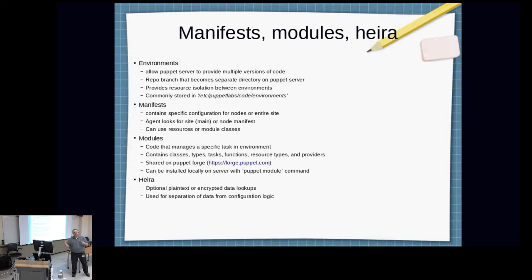And it is used to separate the data from the actual code logic. It's not used as effectively in a lot of environments because it is more difficult to separate that data out, make sure that it gets looked up and inserted into the catalog. Sometimes it's easier just to put that data right in your manifest for the node. But I mean, configuration items, any parameters that a class could use could be put into Hiera, and then it'll look them up.